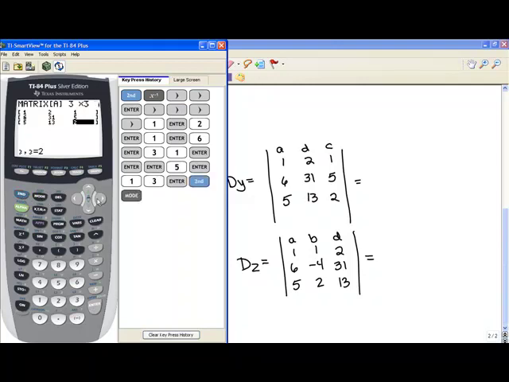Press second, quit, and then to save time we can press second enter, and this is a shortcut that will bring up the last command. Press enter next, and this determinant is -54.